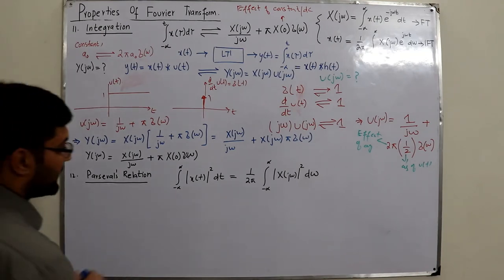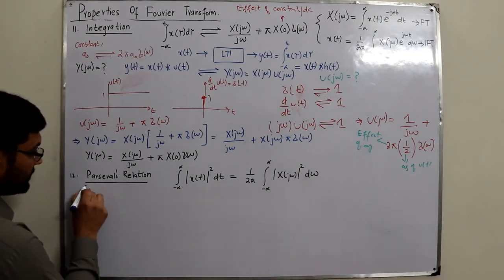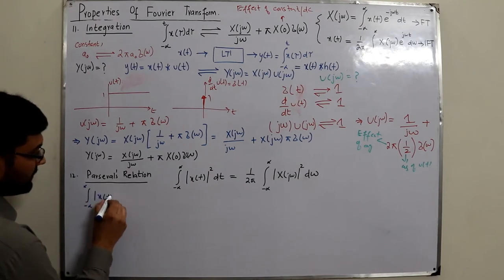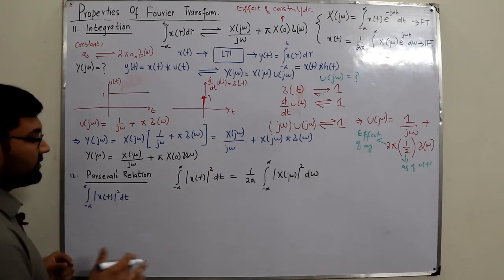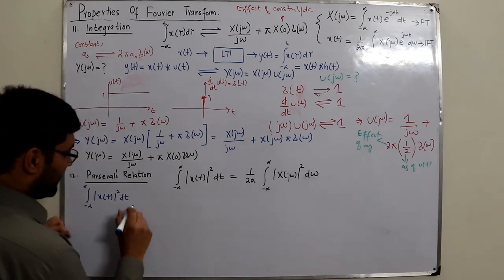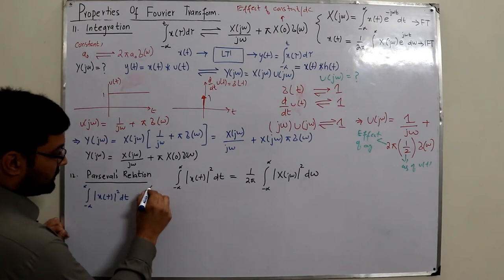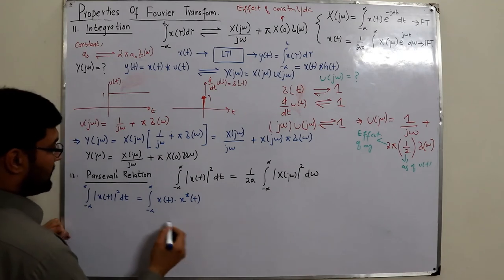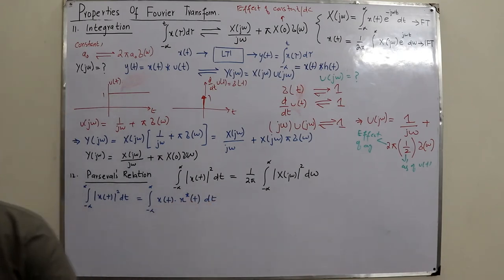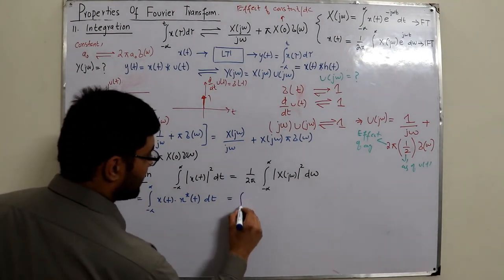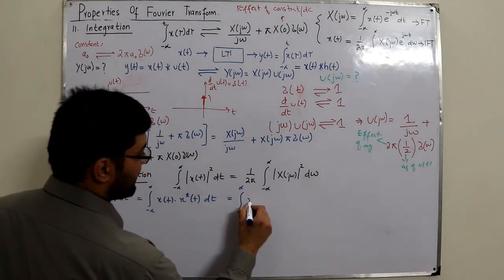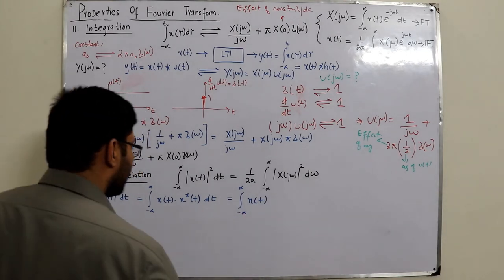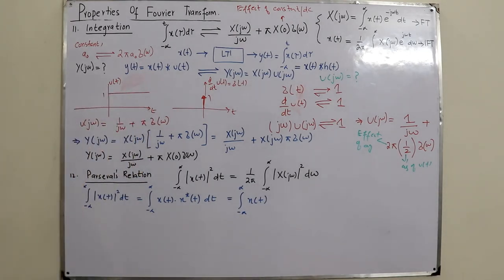Considering the left hand side, which means negative infinity to positive infinity, I have the absolute of x of t whole squared with respect to t. Now we've already seen that the absolute squared is basically equal to x of t multiplied with x conjugate of t, and this integration is with respect to t. Yes, it is. Now x conjugate of t, you know it very well, so we put it over here. So now I have negative infinity to positive infinity, my x of t, and then for x conjugate of t, what do I have? I put the values over here.